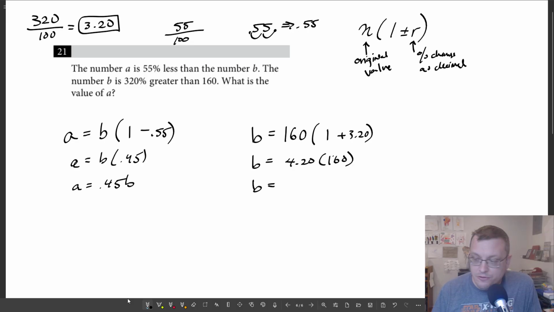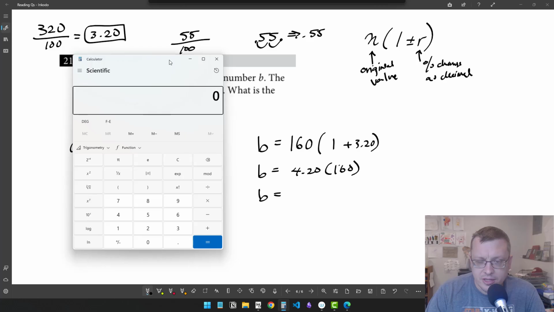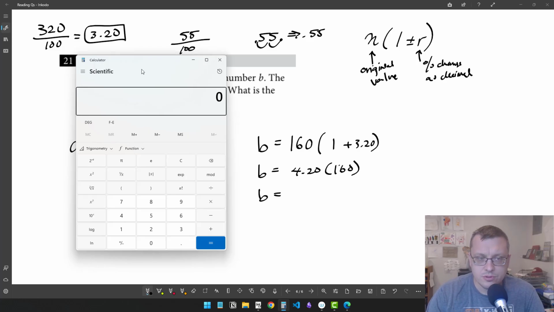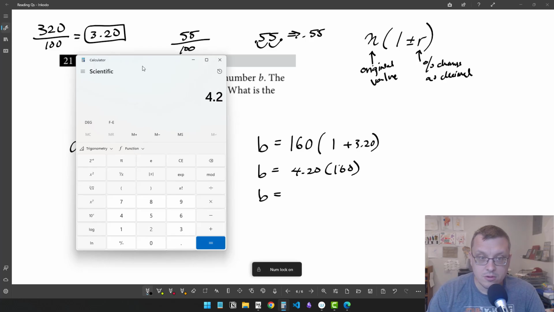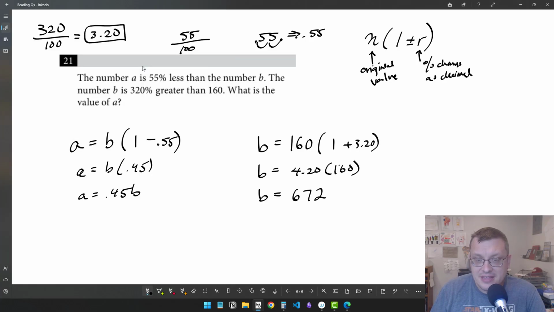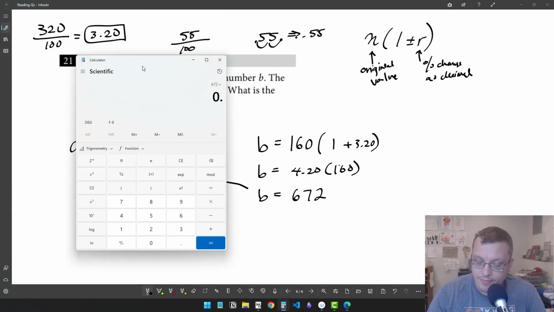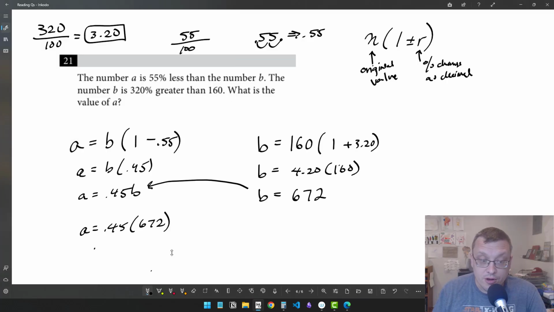Because we can now find the value of b. Pull up my calculator here. So 4.2 times 160. So b is 672. We can take that result, plug it in here, and we'll be able to find a. So a is 0.45 times 672, which is 302.4. So a would be 302.4. They didn't tell us to round or anything, so we're just going to enter this result directly into the box, 302.4, and that's the answer.